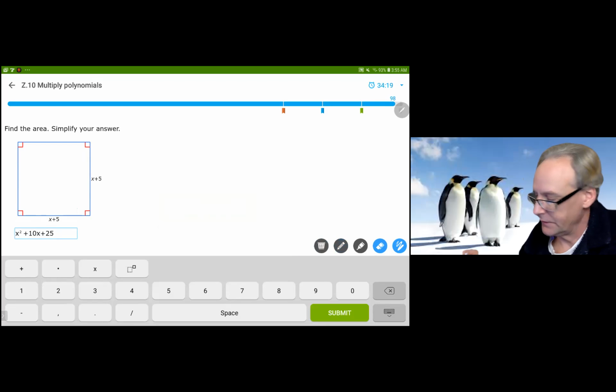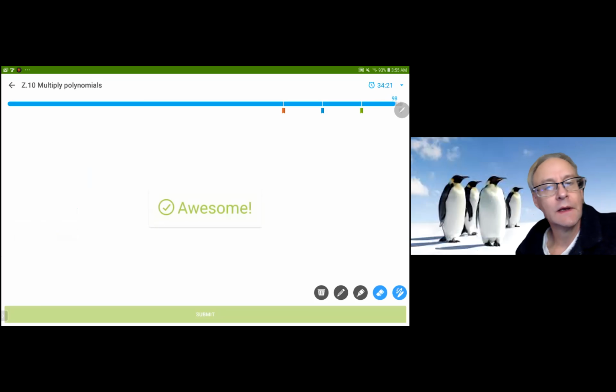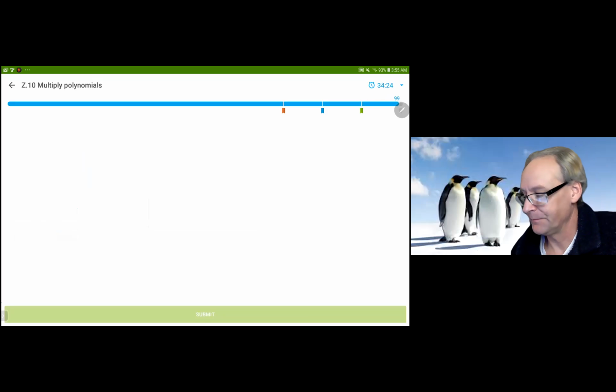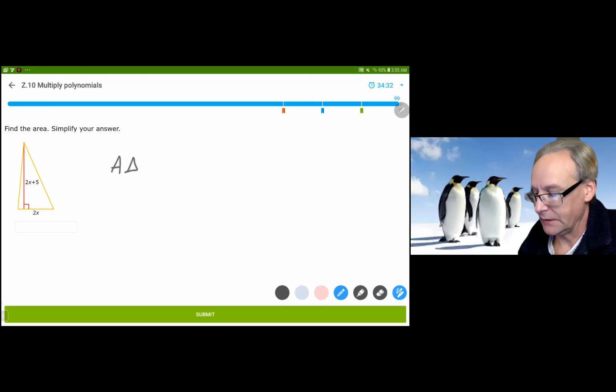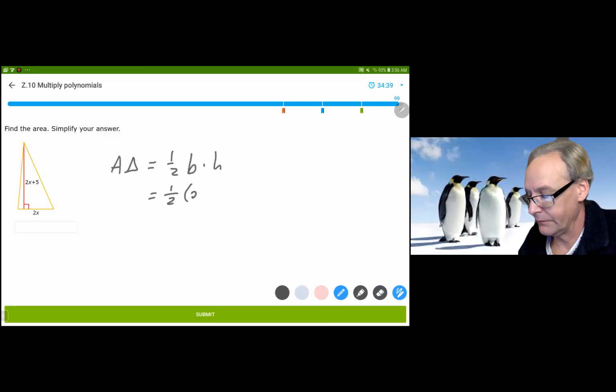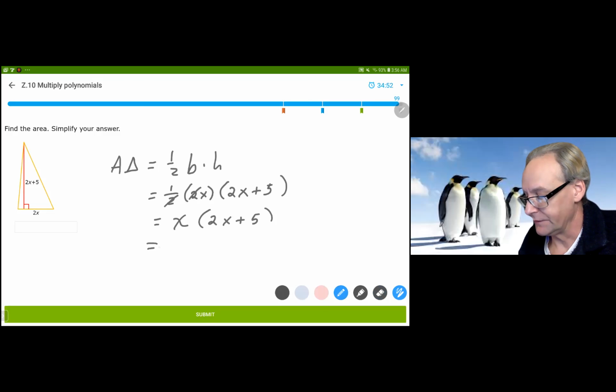Erase these so you can see them better. There's my square. And we have one last one, and then we're done. 1/2 base times height. So I'll write it out one last time. Area of a triangle is 1/2 base times height. Remember, we're not taking half of both. We're only taking half of one of them. Half cancels out the 2 if you like. We get x times 2x plus 5, which of course is 2x squared plus 5x.